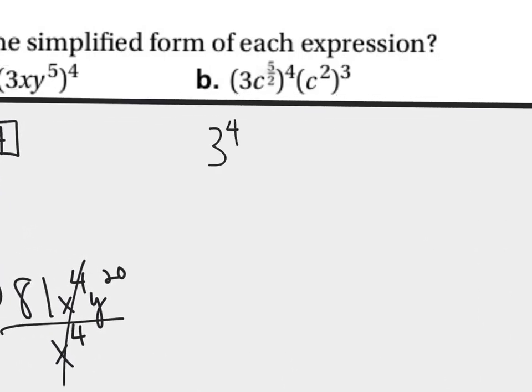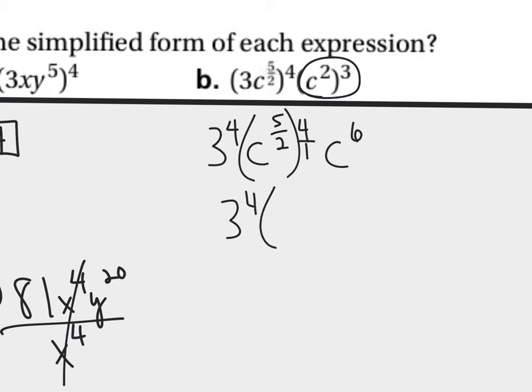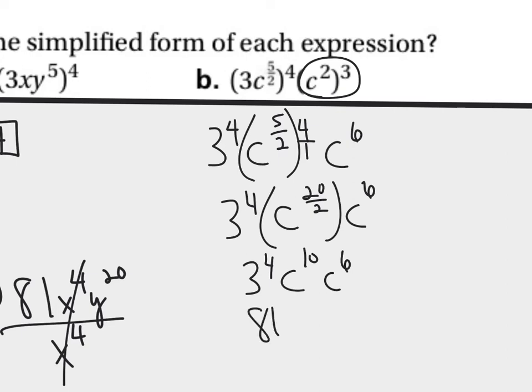So each of these pieces takes the exponent on the outside. This part, we can just go ahead and multiply those if you want. That'd be c to the 6th. This would be c to the 20 halves. 20 divided by 2 is 10. 3 to the 4th again is 81. And then multiplying bases, now we would be adding those exponents together, would be c to the 16th power. So 81 c to the 16th for that one.